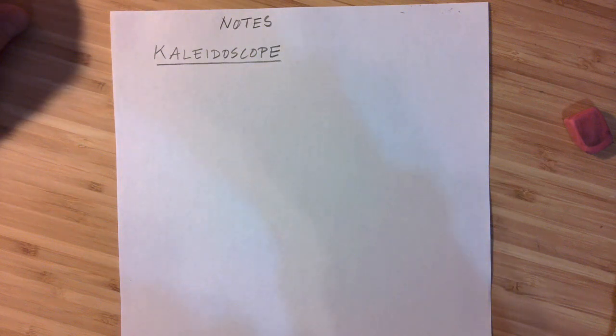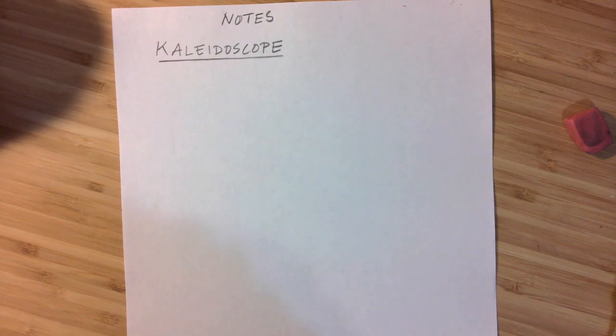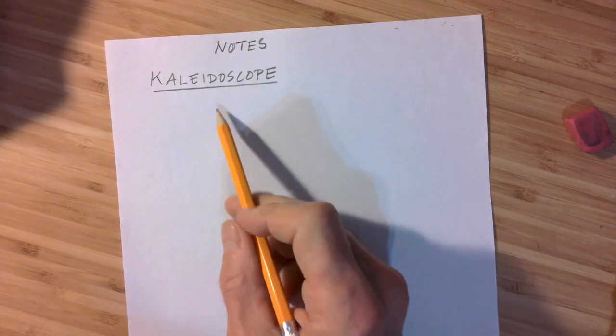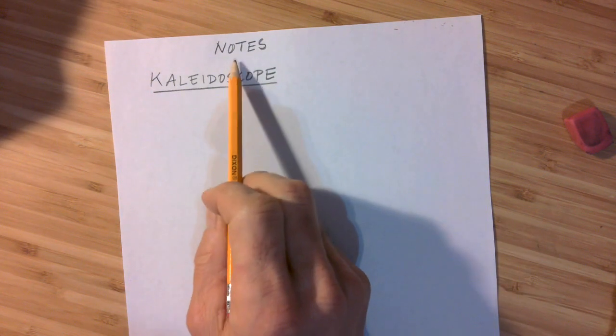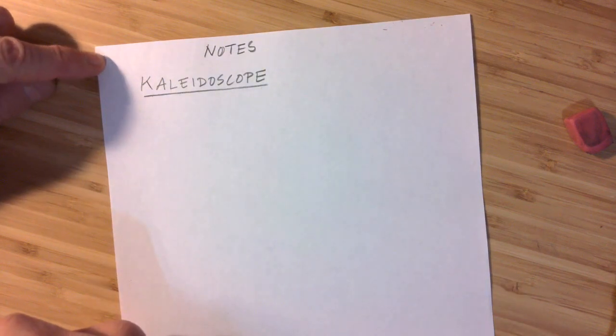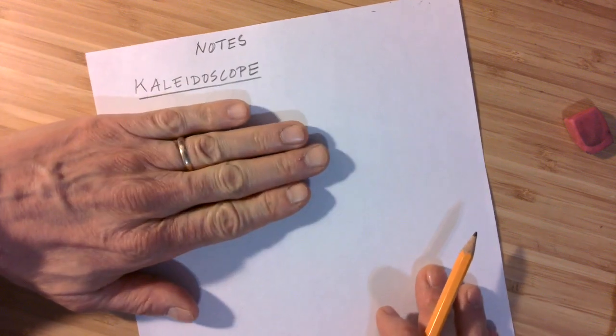All right, we are going to start making our kaleidoscope. These are the notes that you're going to need to take. I will pause this video as we go along to let you do some writing and some drawing. You don't have to write the word notes, but please label it kaleidoscope. And what you're going to do is about the size of your hand.